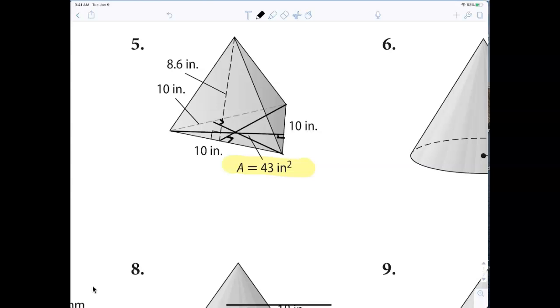I'm just trying to teach you the different possible heights that you come up with. I don't want you confused. You don't have to worry about it.